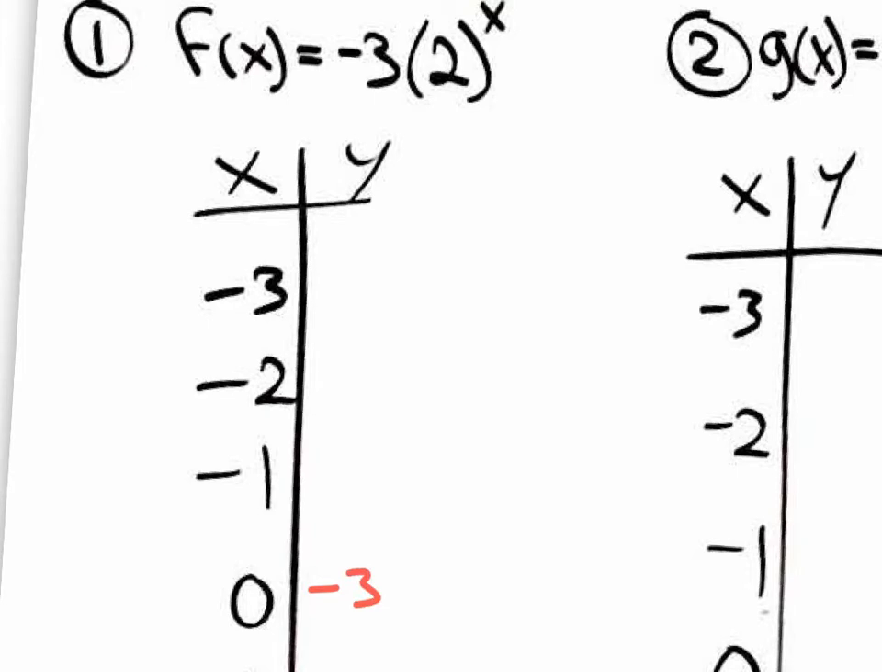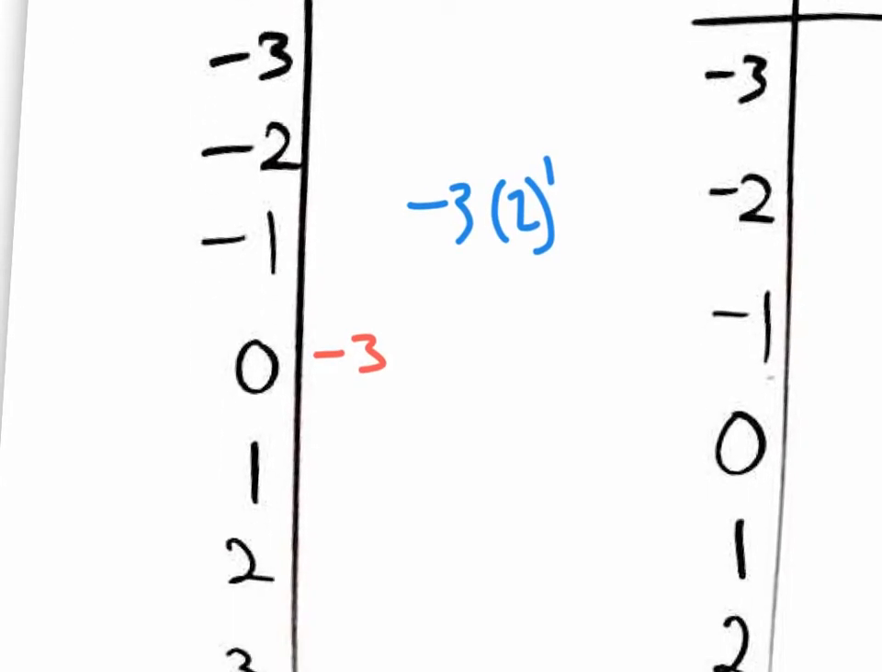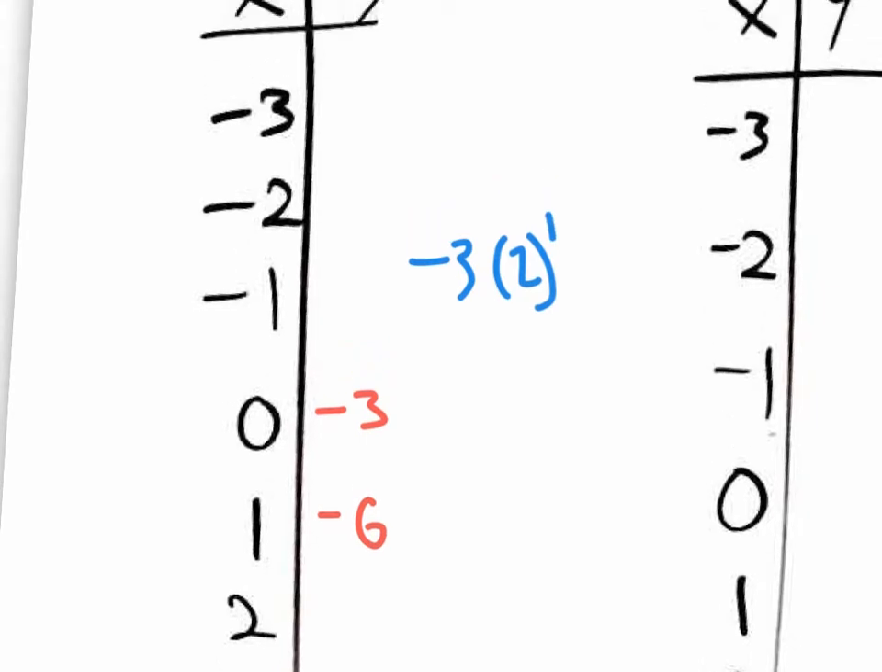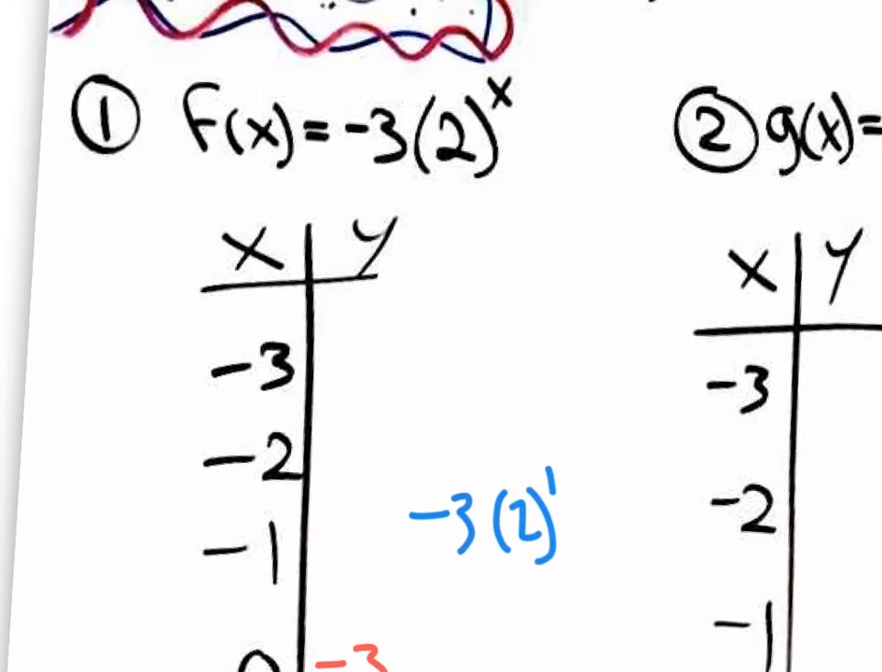Okay? If I plug in 1, let me rewrite it down here. If I plug in 1, it's going to be negative 3 times 2 to the 1. Now, if I do plug in that 1, what am I going to get as an output? Negative 6, correct? Okay. Now, I could keep doing this. I could continue plugging in values for x and getting answers, and those are my y values, my output values, and that'll give me all the coordinates that I need.